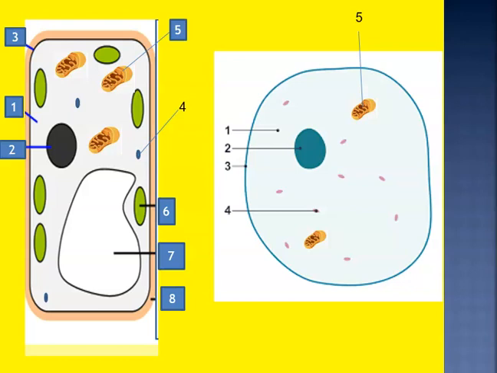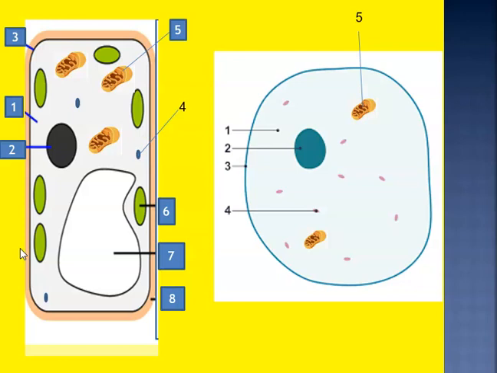So hopefully you'll see those 5 parts of the cell are found in both plants and animals. But you will see that there are 3 more parts of the cell there, number 6, 7 and 8, that are only found in the plant cell. Number 6 is the chloroplasts, which is where photosynthesis takes place. Number 7 is the vacuole, and that contains cell sap and it helps the cell to keep its shape. And number 8 is a cell wall, which helps to support the cell and again keeps the cell's shape.